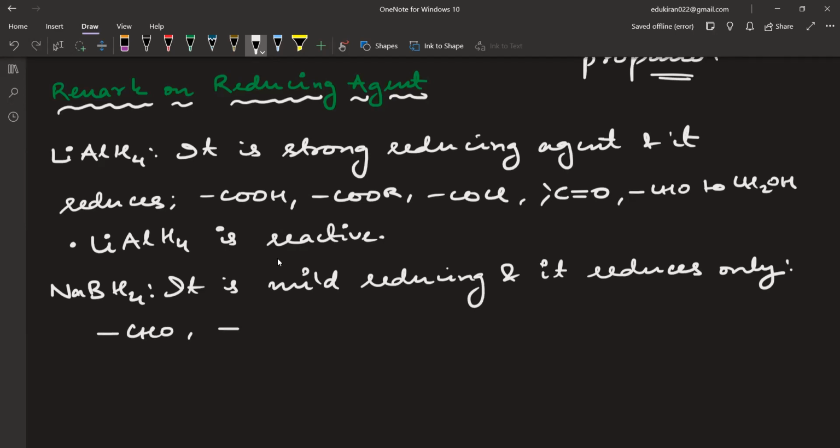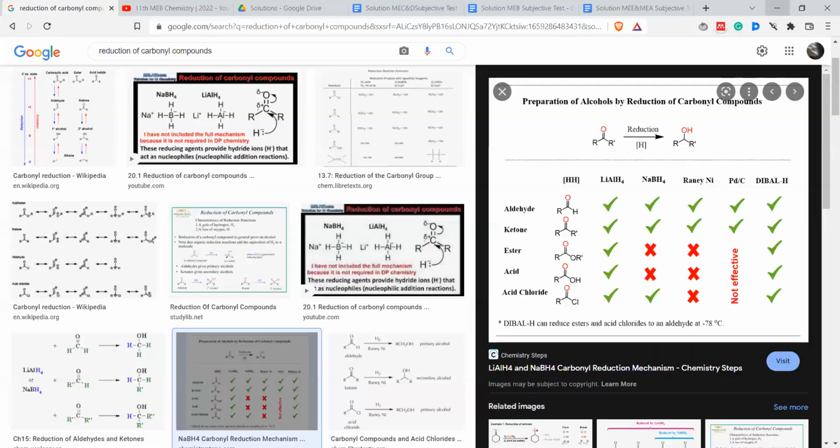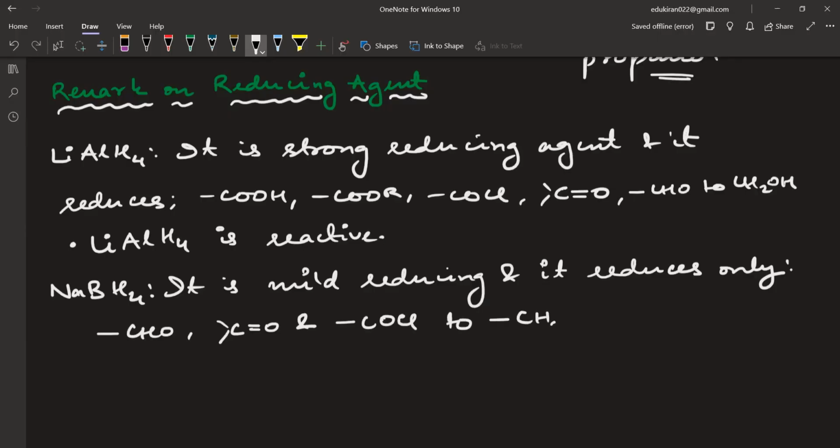aldehydes, ketones and acid halides, COCl, acid chlorides. And it reduces these things to CH2OH, to alcohols. And that is why we say that NaBH4 is selective. Lithium aluminum hydride is reactive, NaBH4 is selective, and because it is selective, it selectively reduces certain groups.